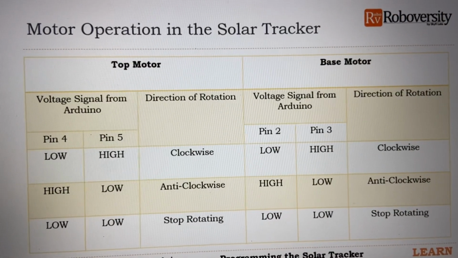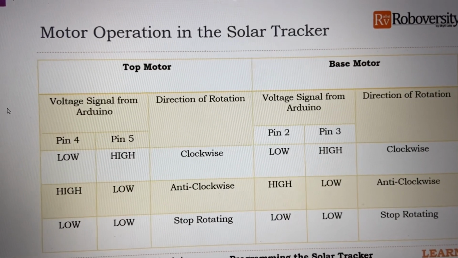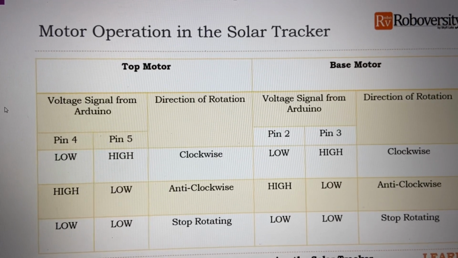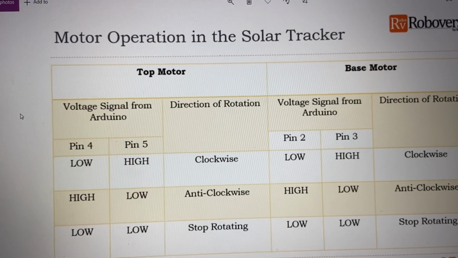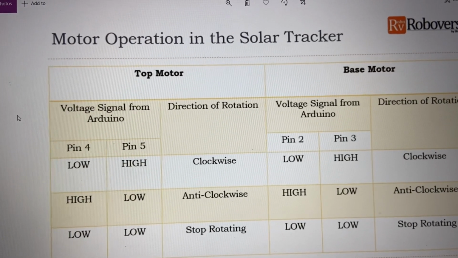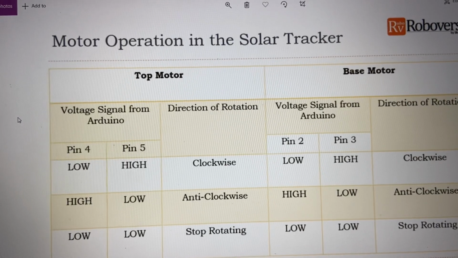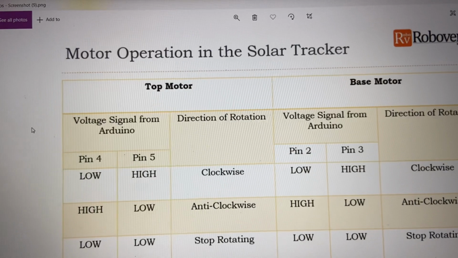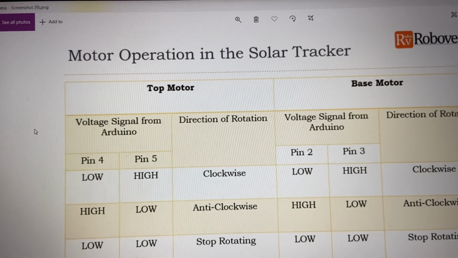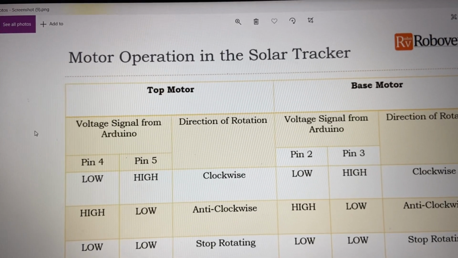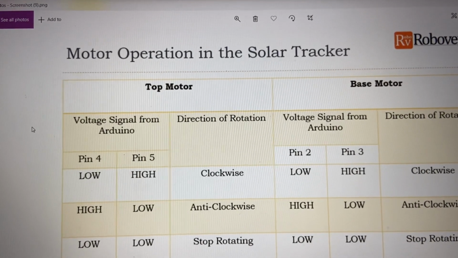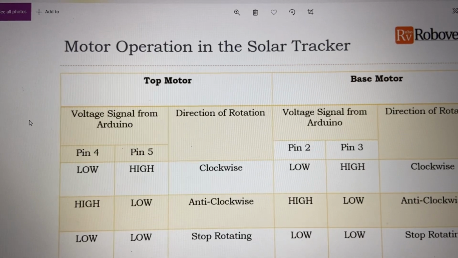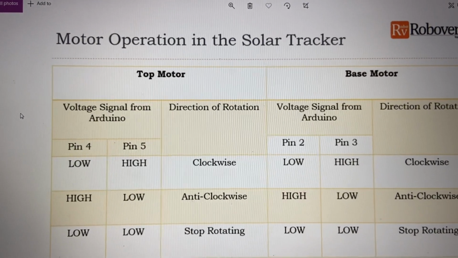As it is clearly visible that pin number 4 and 5 correspond to the top motor and pin number 2 and 3 correspond to the base motor. When the voltage signal from Arduino is low in pin number 4 and high in pin number 5, the top motor rotates in clockwise direction. And when the voltage signal from Arduino is high in pin 4 and low in pin 5, the top motor rotates in anti-clockwise direction. When the voltage signal is low in both the pins, then the top motor stops rotating.